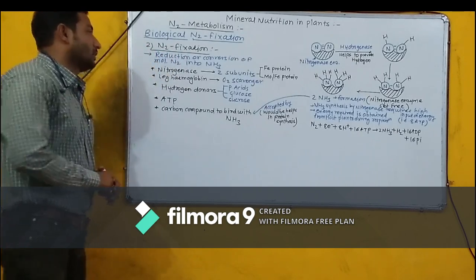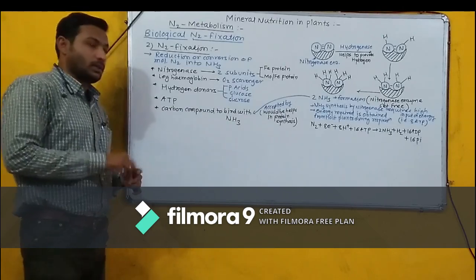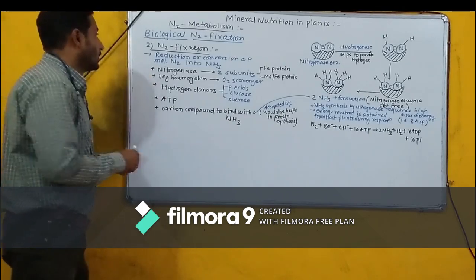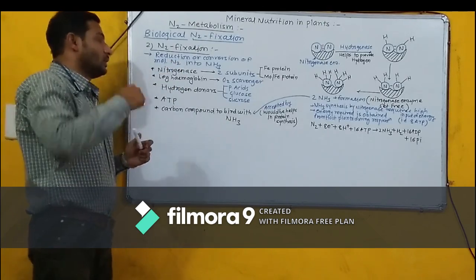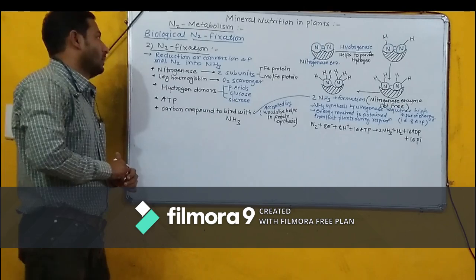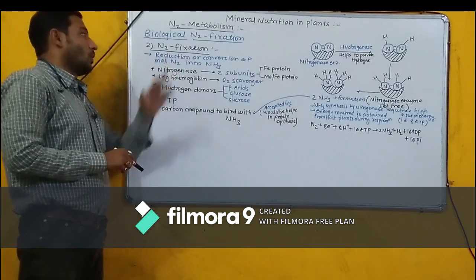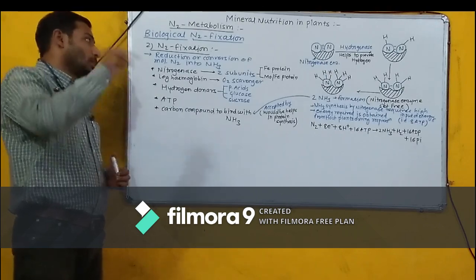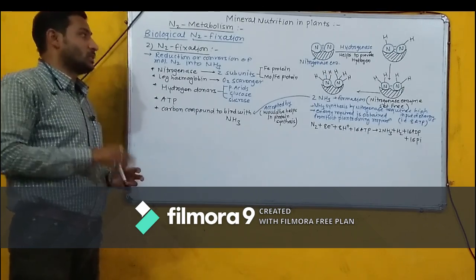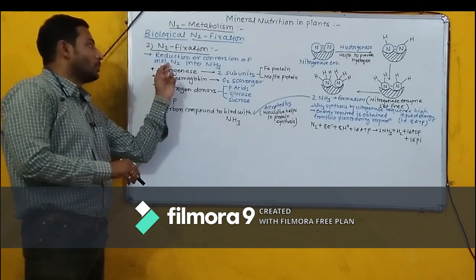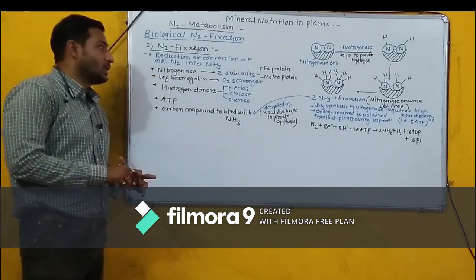Nitrogen fixation. The first step we discussed in the earlier lecture, nodule formation. Now, in nitrogen fixation, as I told you in the earlier lecture, the definition of nitrogen fixation: reduction or conversion of molecular nitrogen into NH3 with the help of a living organism is considered biological nitrogen fixation. Here, reduction of molecular nitrogen into ammonia takes place.